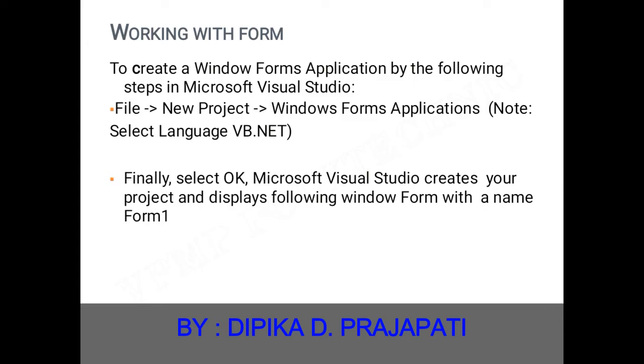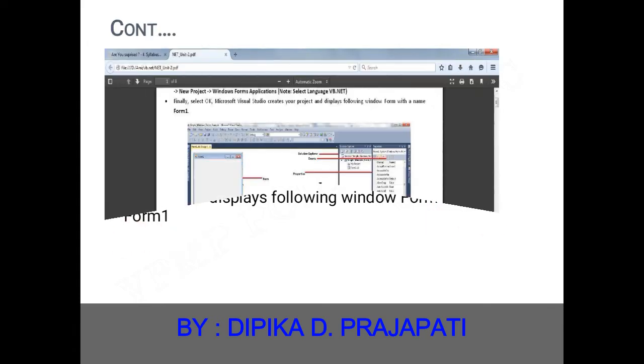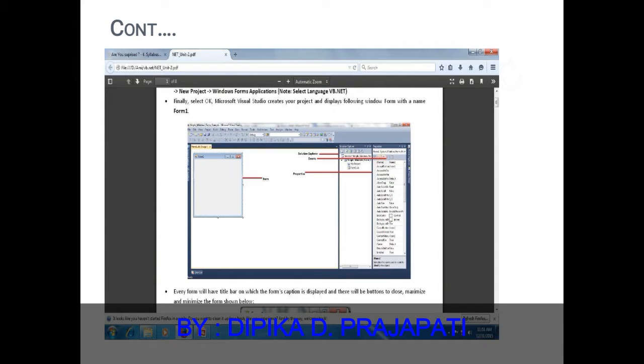So how to create a Windows form? Here is how to create a Windows form application by the following steps in Microsoft Visual Studio. First of all, you have to select File, then New Project, Windows Form application, and note that you have to select the Visual Basic.NET language and then finally select the OK button. So Microsoft Visual Studio creates your project and displays the following Windows form with the name Form1. So this is our Windows form.